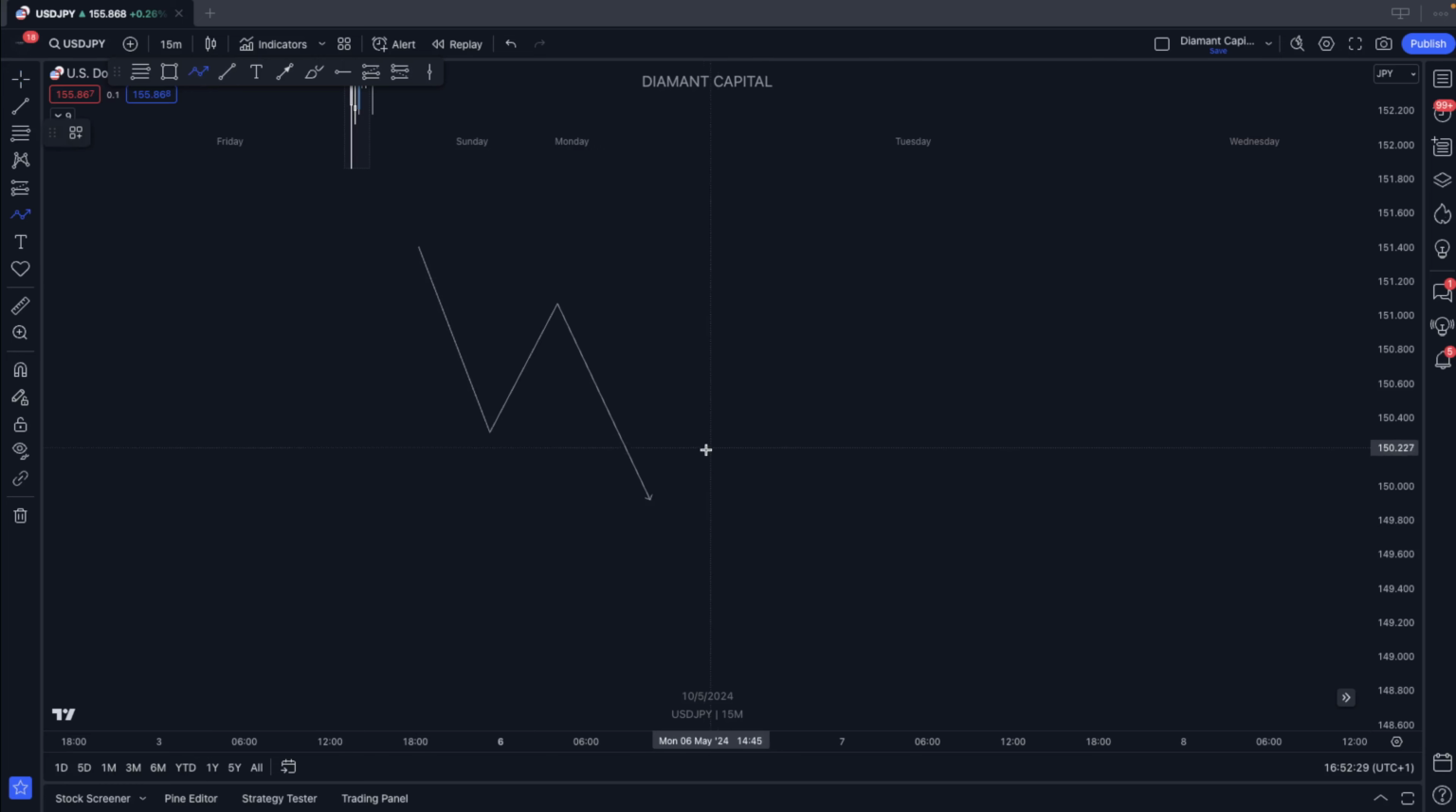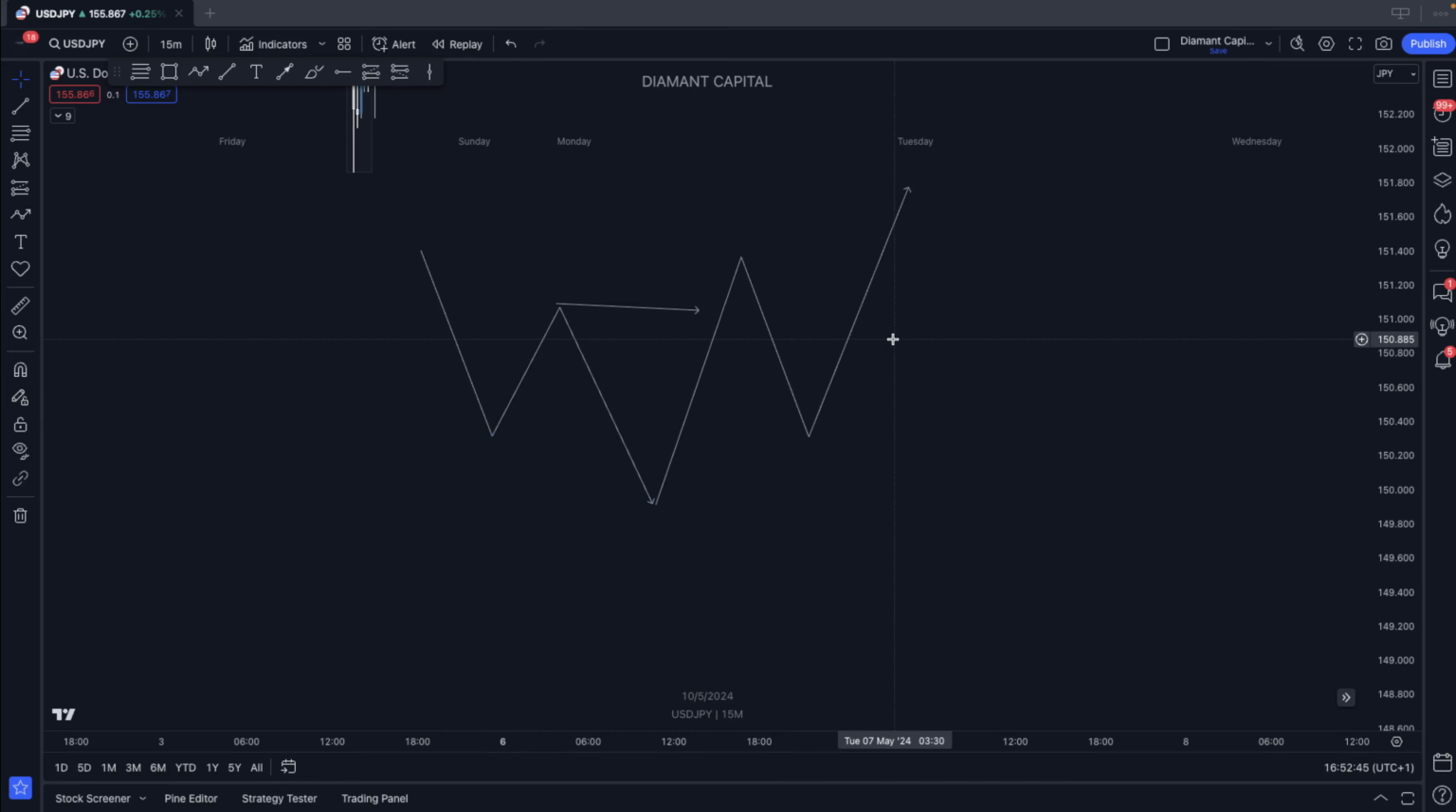And then typically when we're looking for a change of character, all we do is mark out a significant high in the past, something like over there. Once price exceeds this area and gives us a confirmation above, so the candle actually has to close above, that's when we can assume that we are now changing the trend.